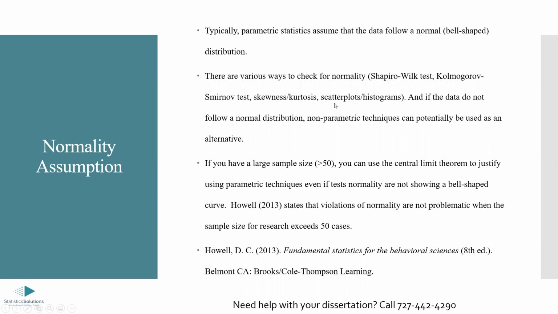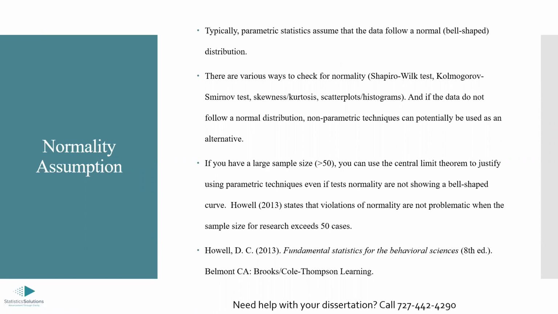There are many ways to check for normality. So I would recommend checking with your school, either your checklist or check with your methodologist who may be in your committee, and see if they have a preference. There are many ways. You can use a Shapiro-Wilk test, a Kolmogorov-Smirnov test. You can even examine the skewness and kurtosis of your variables, and you can examine it visually through scatter plots or histograms. So if the data does not meet the normality assumption, then you can use non-parametric techniques as an alternative or a backup.